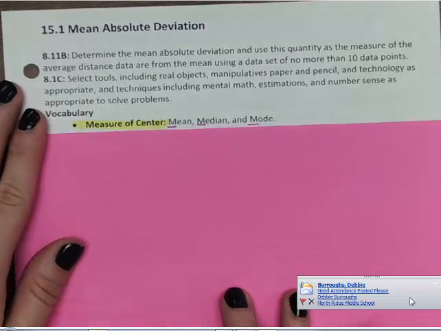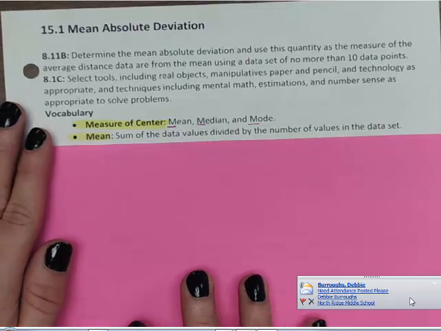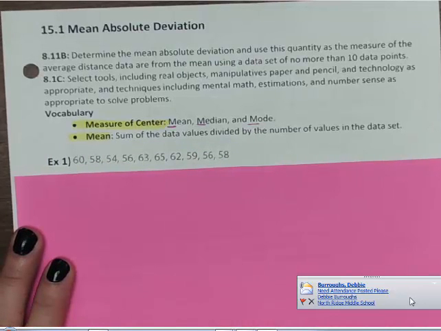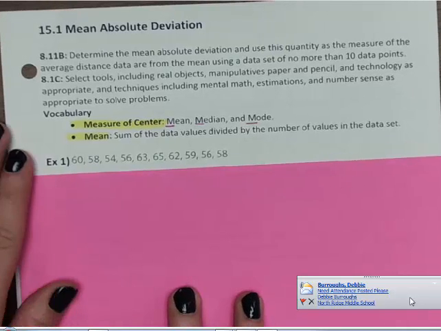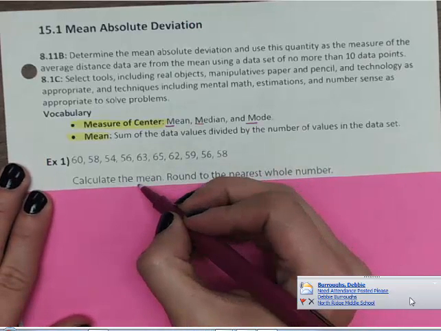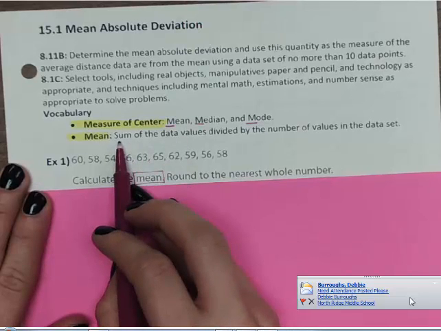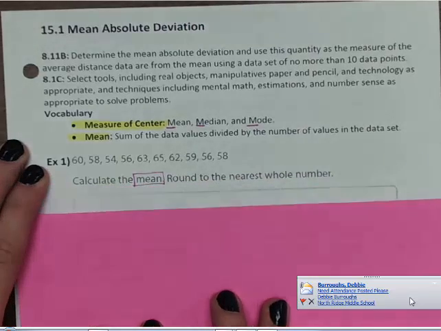Okay, another vocab word is the mean, which we just talked about, and that is just the average. So we have to add up all of our data values and then divide by the number of values in that data set. For instance, if I'm looking at these data values, 60, 58, 54, 56, 63, 65, 62, 59, 56, and 58, I want to calculate the mean and round to the nearest whole number. So again, we're trying to figure out what the mean is. Remember, the mean is the sum of the data, sum means the answer to an addition problem, divided by the number of values. So I need to add all of these up.